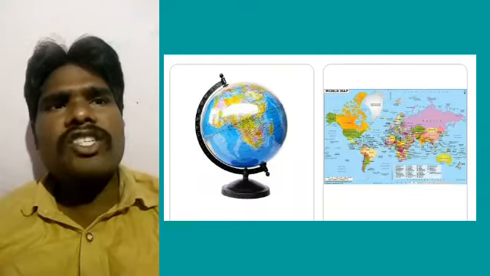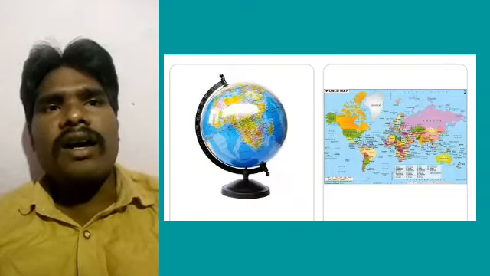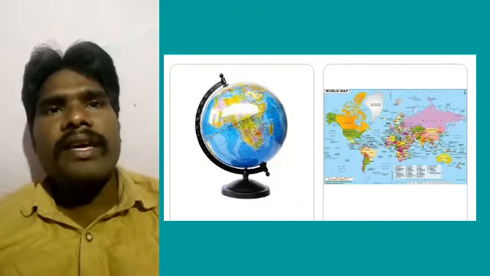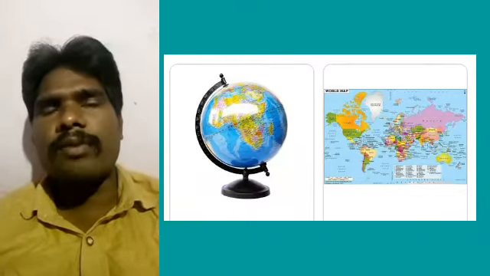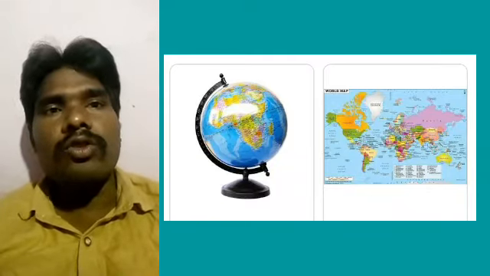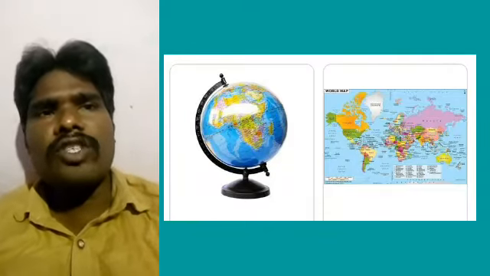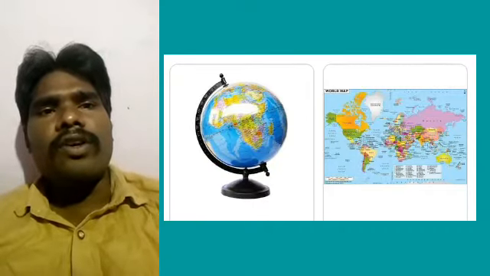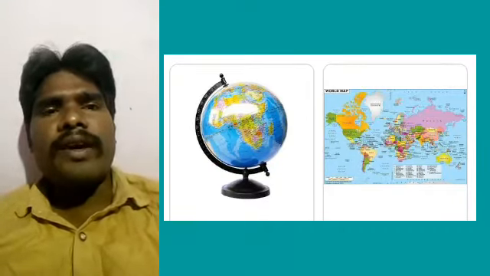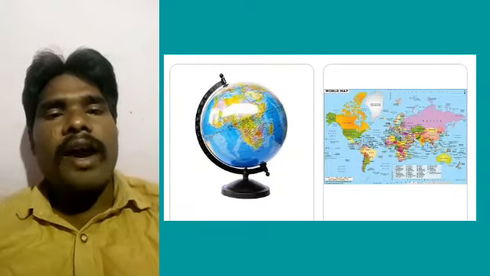Next, you observe it is not possible to see all the parts of the earth's surface at the same time. Is it possible to see all places at the same time on the globe? No, it is not possible. But it is possible through the map. Whichever country or state you want to know, you take that particular map, which may give you entirely full details, students.